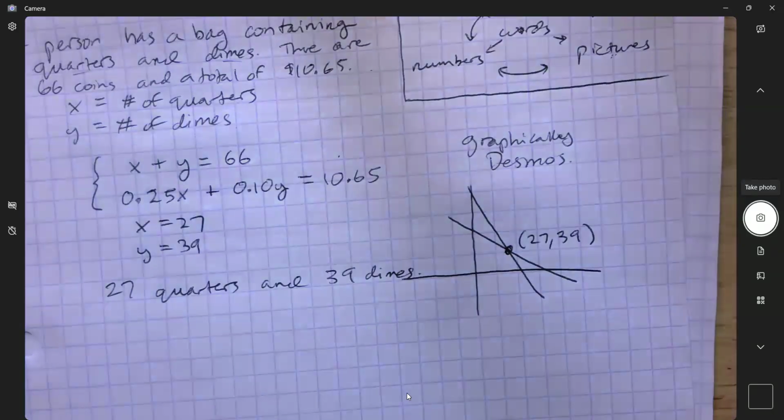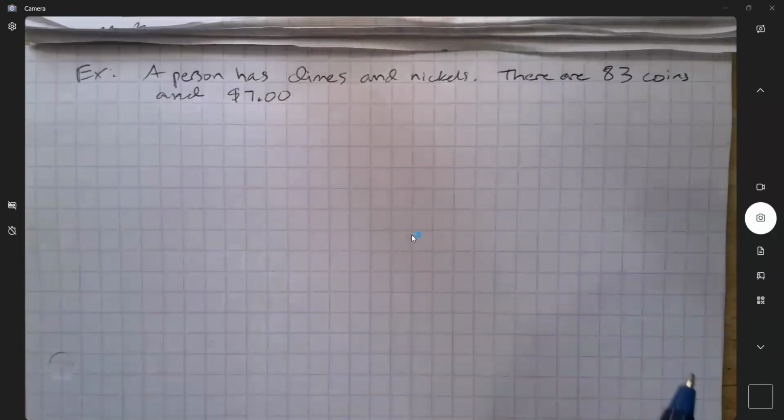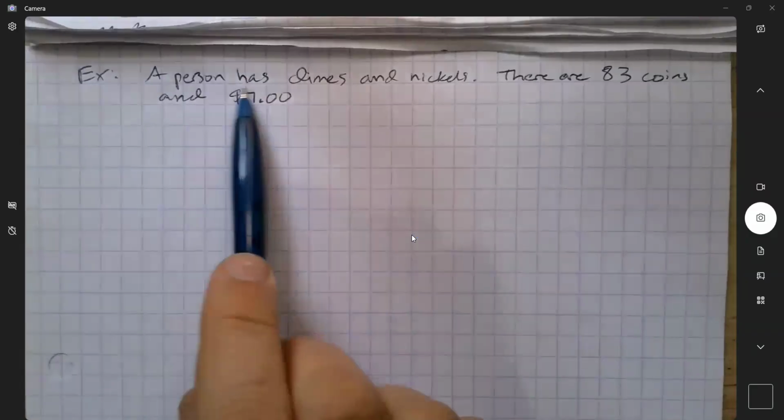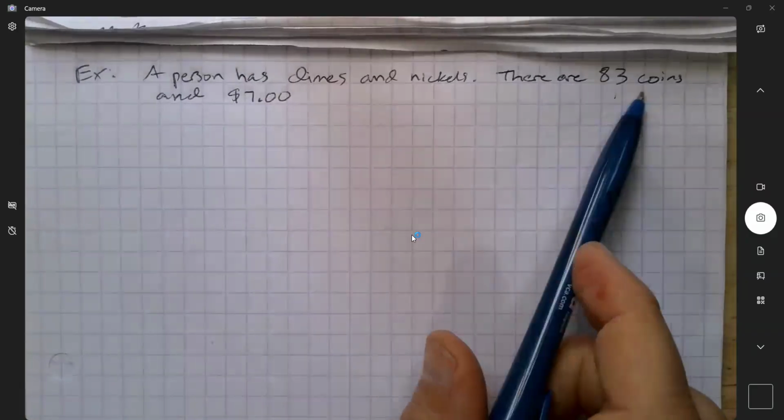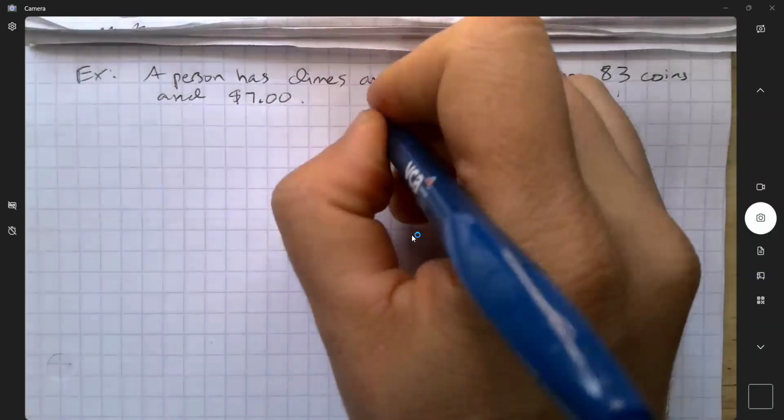All right, I'm going to pause the video and write down the next question, and then we'll solve that one symbolically. Okay, the wording is slightly different, but all the information is there. A person has dimes and nickels. There are 83 coins and $7. So we're going to solve this using substitution.